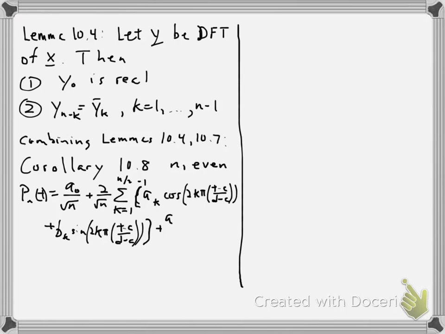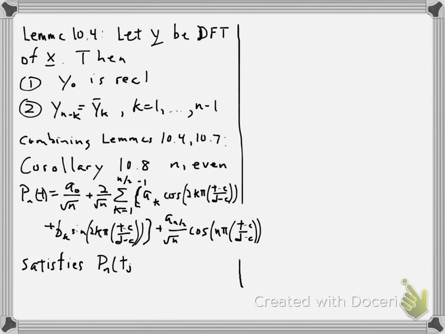and then finally we add the term a sub n divided by 2, which turns out to be real as well, over the square root of n times the cosine of n pi times t minus c divided by d minus c. And so this is the trigonometric interpolant, and this interpolant satisfies exactly what an interpolant should satisfy, which is that p sub n of t sub j equals x sub j. Remember, we're doing interpolating, so we want to go through the points t sub j, x sub j exactly. And so this is for j equals 0 to n minus 1.